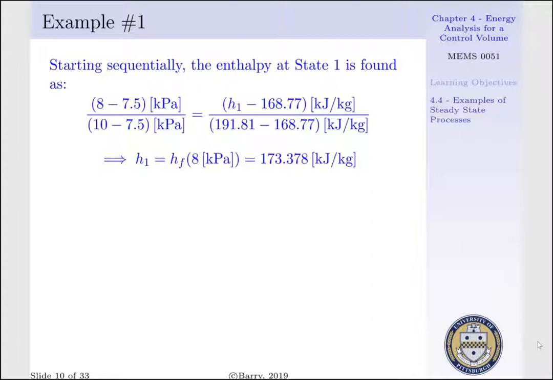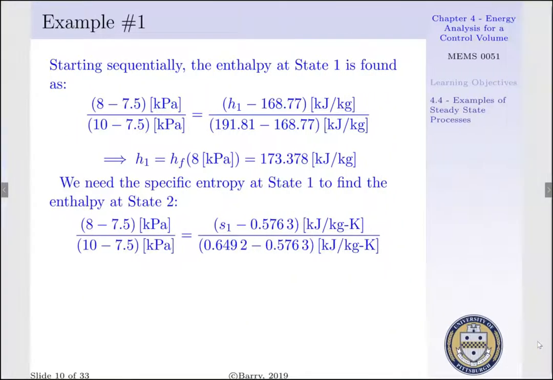To determine our enthalpy at state 2, we're going to need our entropy at state 2, because we're assuming we have a constant entropy process within our pump. To determine our entropy at state 2, we need our entropy at state 1. And this is found via interpolation between our 7.5 and 10 kPa pressure entry tables, where we interpolate between our specific entropy. Thus, S1 is equal to our saturated liquid specific entropy taken at 8 kPa, which is found to be 0.59088 kJ per kgK.